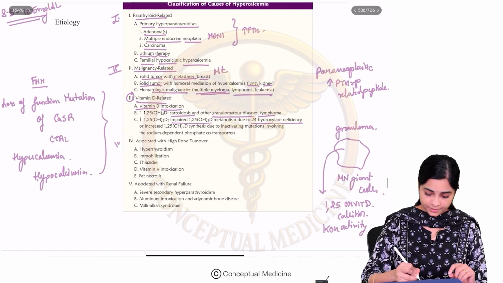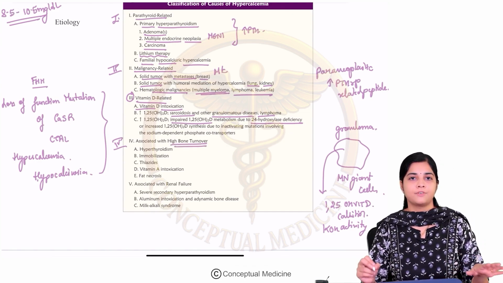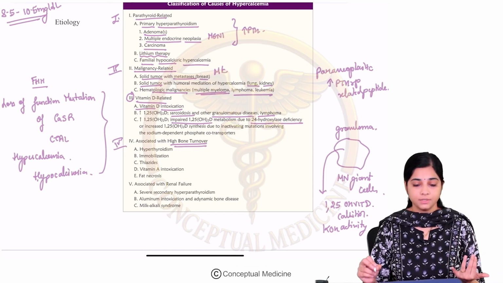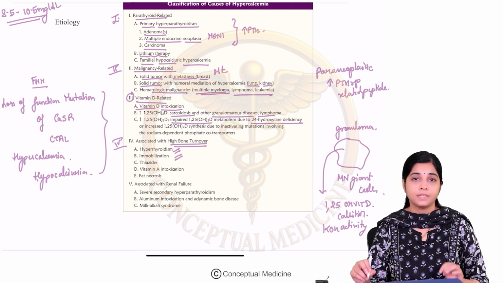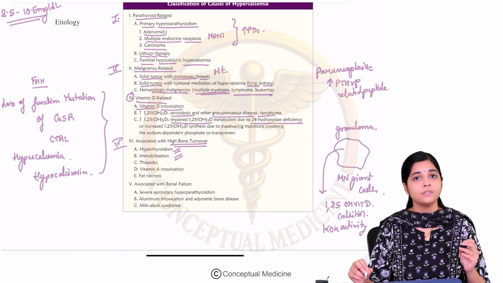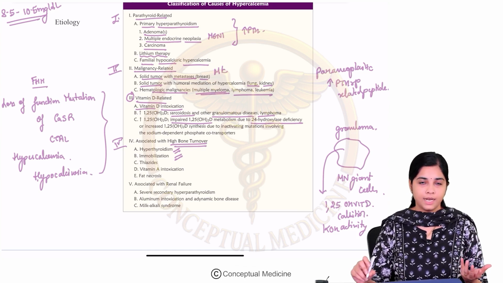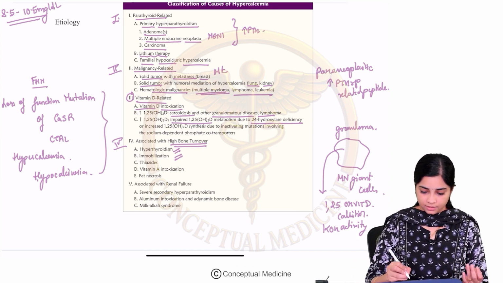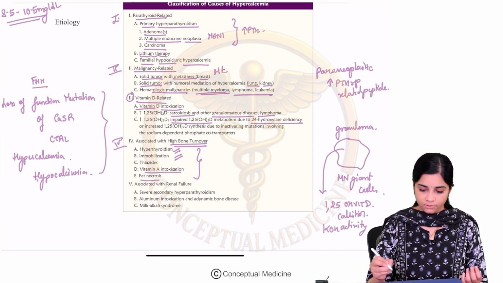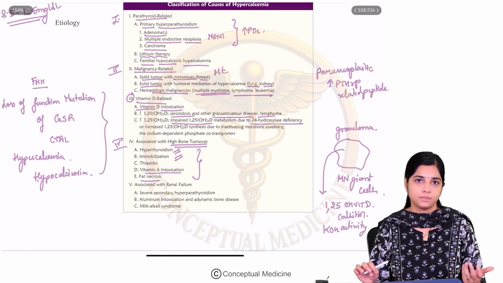Then the fourth one, high bone turnover diseases apart from hyperparathyroidism. So what are the other high bone turnover conditions? This includes hyperthyroidism, immobilization and thiazide diuretics. Chronic use of thiazide diuretics is associated with what? It is associated with hypercalcemia. Then vitamin A intoxication and fat necrosis. All of these can cause hypercalcemia because of high bone turnover.